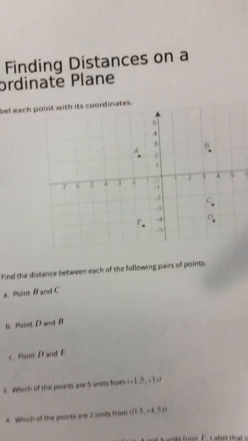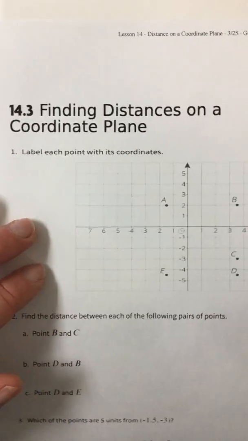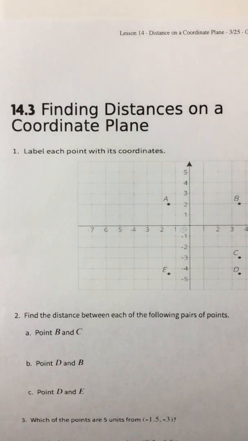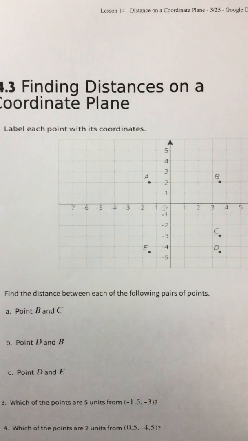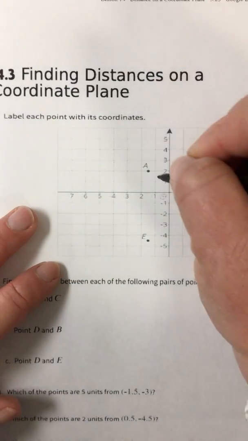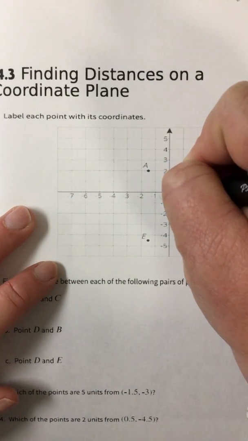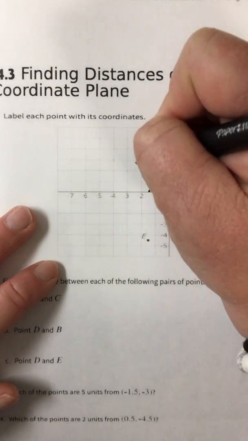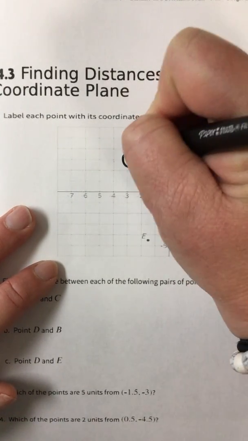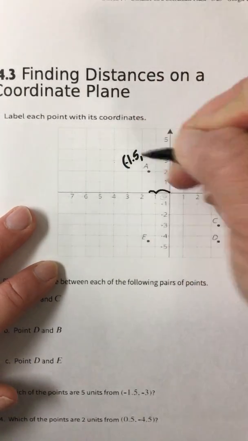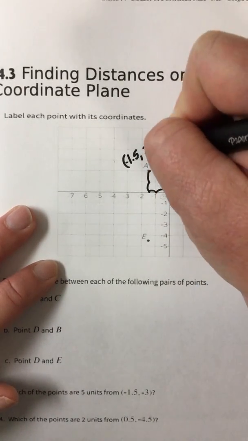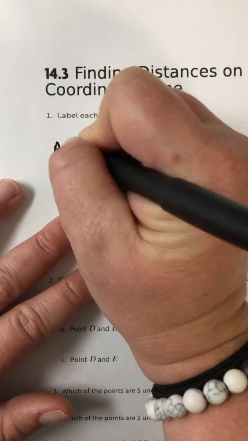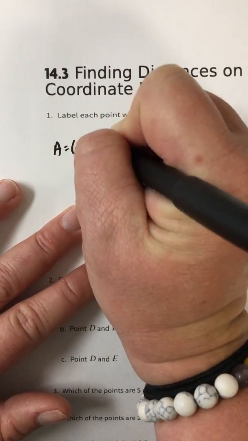All right, the last activity that we're going to do for lesson 14 is finding distance on a coordinate plane. It says label each point with its coordinates. So we're going to start with A. I'm just going to do -1.5, and then it's 1, 2 up. So A is -1.5, 2.